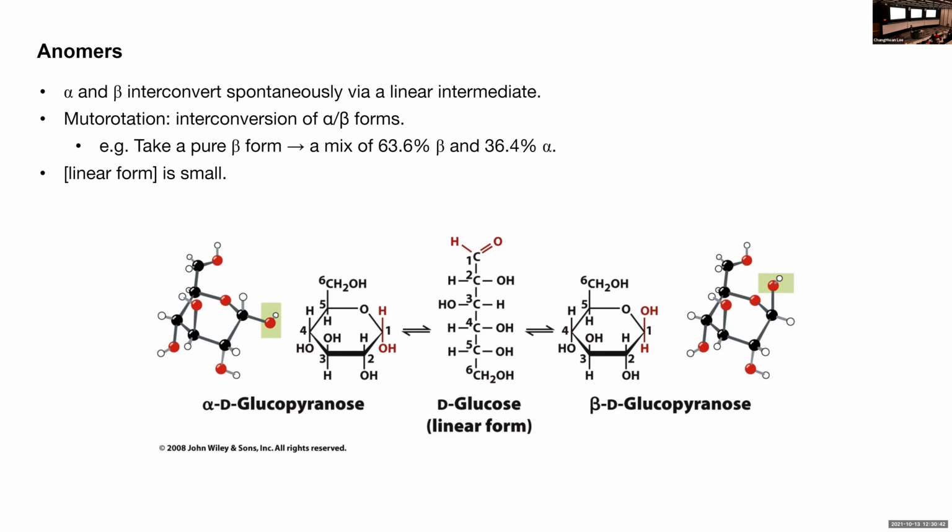Oh, my question was, can you guys hear me well in the back? Okay. My question was, how come you have so little of this linear form, but predominantly have only the cyclic form, alpha or beta? Because here, I'm saying that the concentration of the linear form is small. Yes.